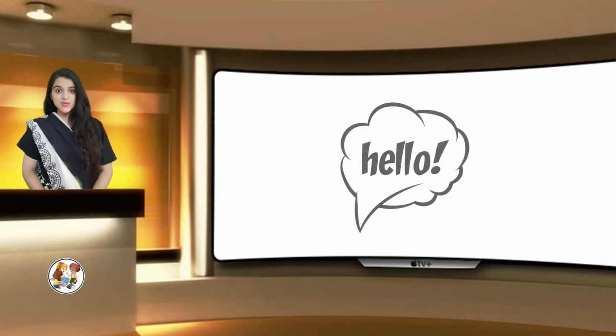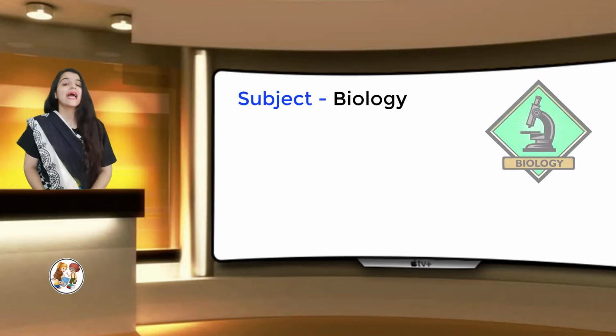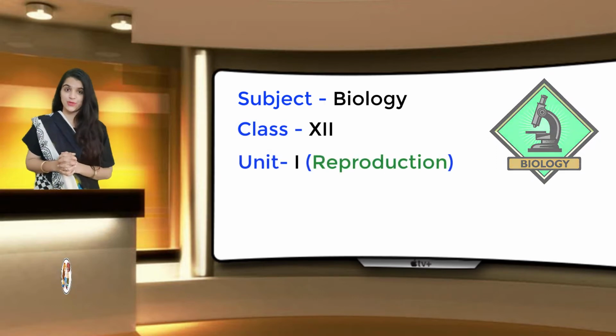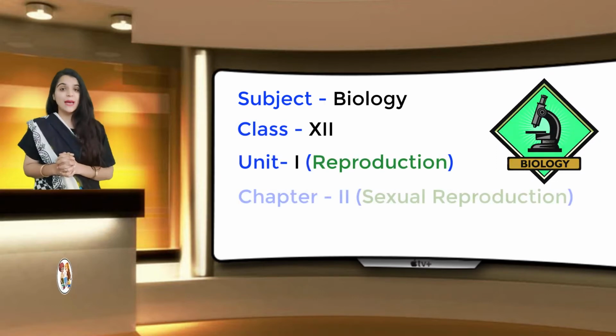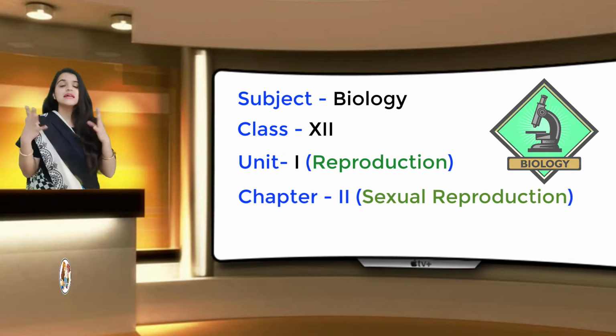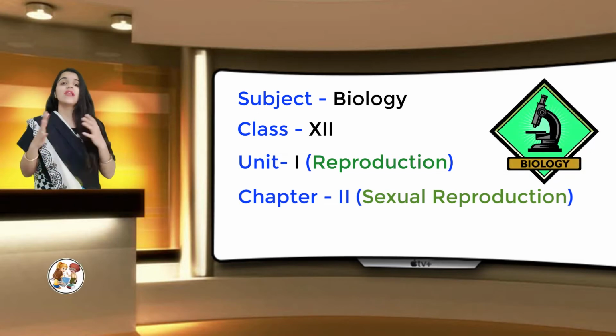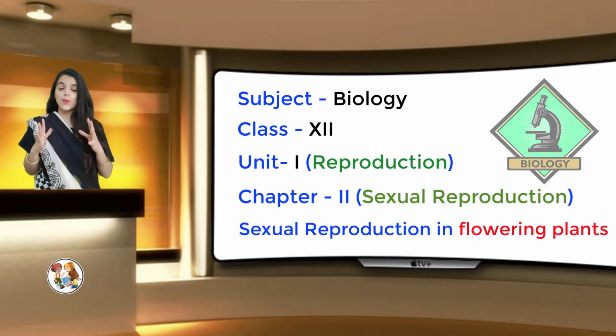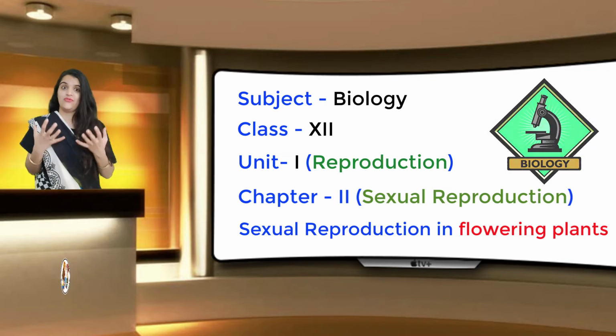Students, this is a video of Biology, Class 12, Unit 1, that is Reproduction, and Chapter 2, that is Sexual Reproduction in Angiosperms, or Sexual Reproduction in Flowering Plants. So in this video, we will discuss the flower.